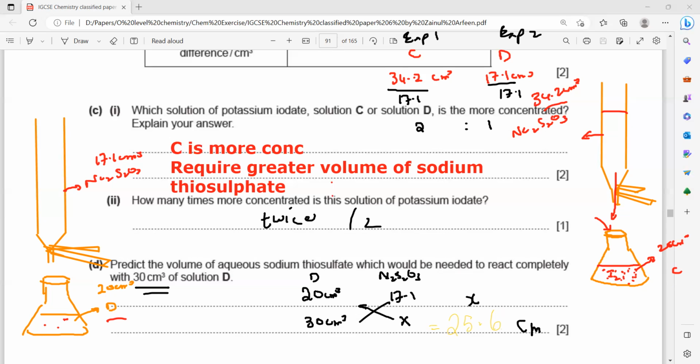And 1 mark is for writing the unit. Yeah, the unit you have to mention as well. It's important that you mention or write the unit. Taking a ratio and writing the unit.